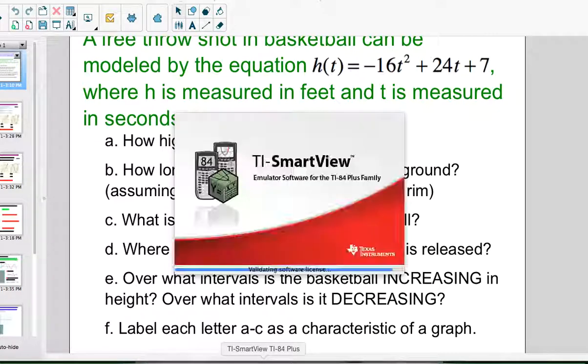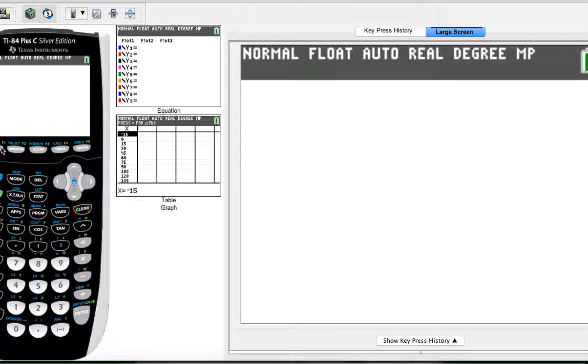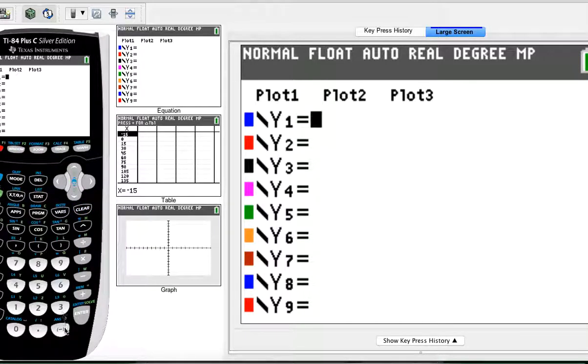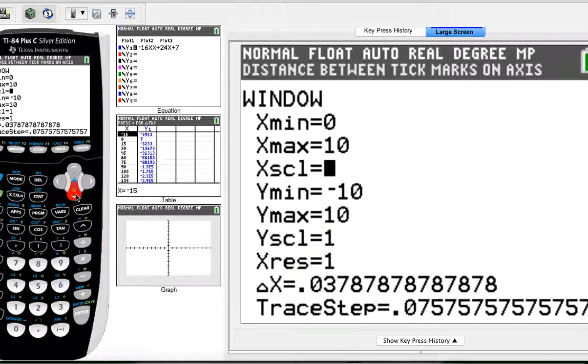All right, so the first question is, how high does the ball get? I'm going to go ahead and get this on my graphing calculator. So I'm going to have y equals negative 16x squared plus 24x plus 7. I'm trying to set a decent window. x is t, which is measured in seconds, so 0 seconds. I mean, that's a basketball being shot. I can keep it at 10 seconds, but probably not much happening after a few seconds.